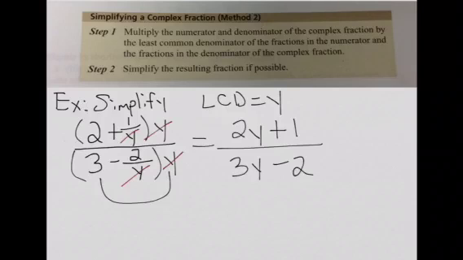And then that's our answer. If you notice, I can't simplify that any further. 2y plus 1 over 3y minus 2, that's simplified form, and so that becomes our answer. And so that's method two. So method one used a keep, change, flip method, whereas method two, you use your least common denominator and multiply everything by that. All right, so let's do one more method two problem, and then we'll put the two together.